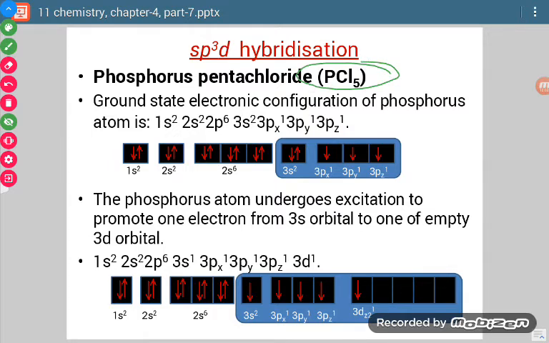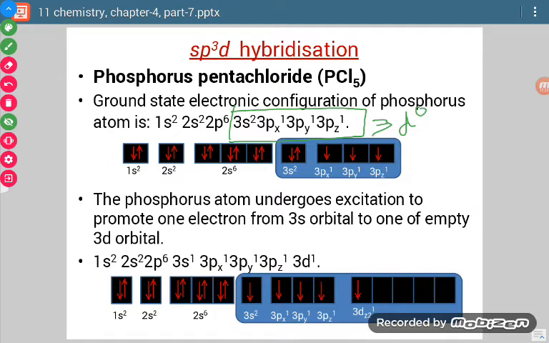PCl5 molecule shows sp3d hybridization. P is the central atom. Its electronic configuration is 1s2, 2s2, 2p6, 3s2, 3px1, 3py1, 3pz1. So this is the valence shell of this atom. Now see here there is existence of one vacant orbital. 3d also exists, which is vacant.